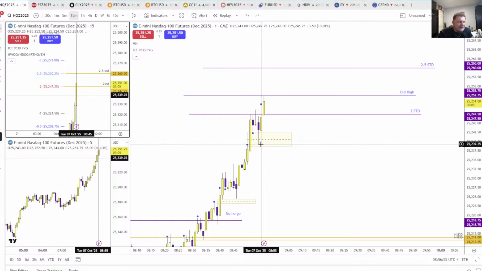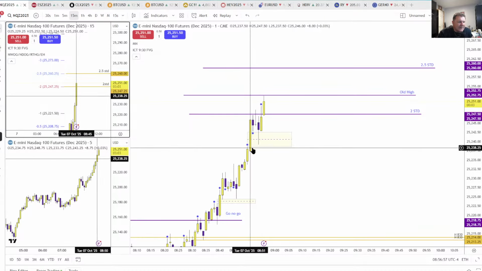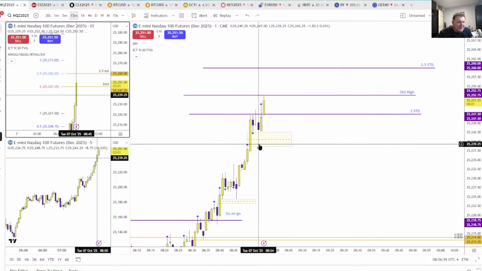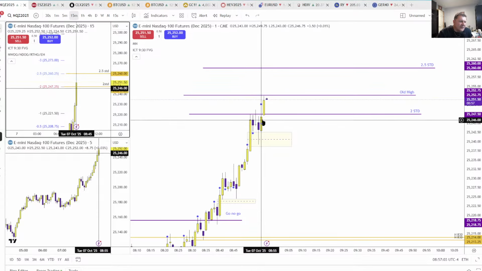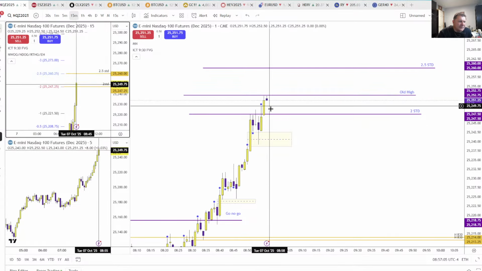That's like a C level trade. Didn't fill it for a D, so it's a C level trade. And now you want to see that use this order block here as support to go higher.